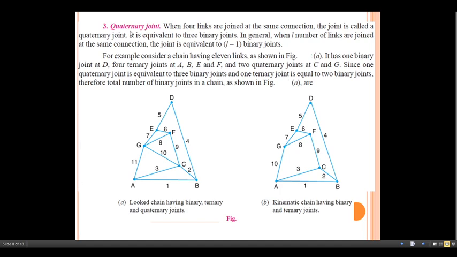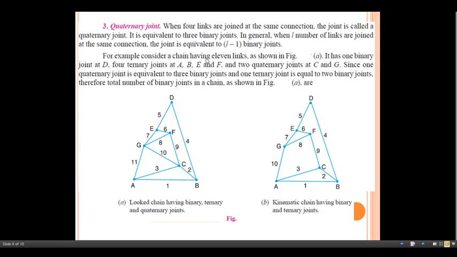Let us see the next case, that is the quaternary joint. When four links are joined at the same connection, the joint is called a quaternary joint. Now look at this case: 1, 2, 3, 4. Four links are connected at a single joint. This is known as a quaternary joint, and it is equivalent to three binary joints. In general, when L number of links are joined at the same connection, the joint is equivalent to L minus 1 binary joints.